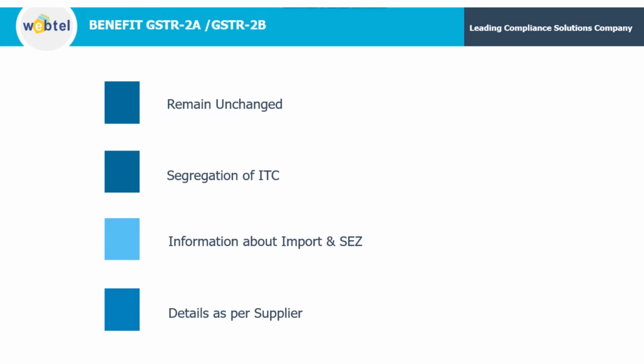Now, what is the benefit of 2A, 2B? When we prepare the 2B, we know it is not getting changed. There is a segregation of the ITC. Now, everybody will be able to know how much ITC they have. Accordingly, they can make the adjustments and the changes.